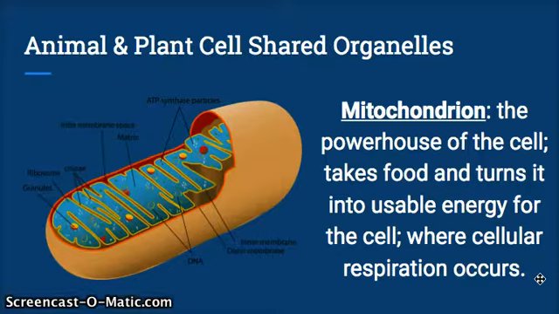The mitochondrion is the powerhouse of the cell, and it's called that because it's what takes the food that you eat and turns it into usable energy for the cell. So this is how you can walk and talk and do all the things that require energy because of the mitochondrion. This is also where cellular respiration occurs, which is a cell process that we will discuss in a later unit.